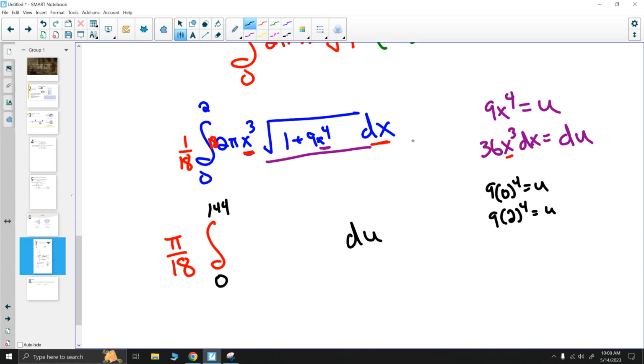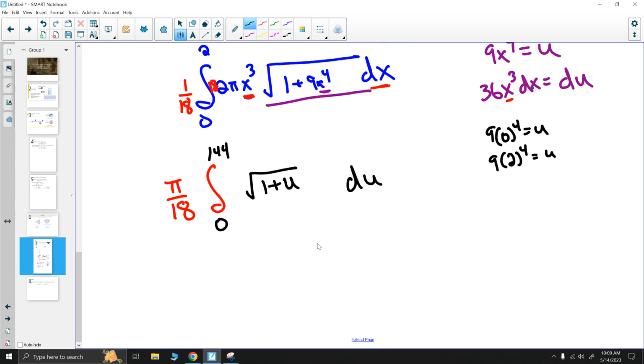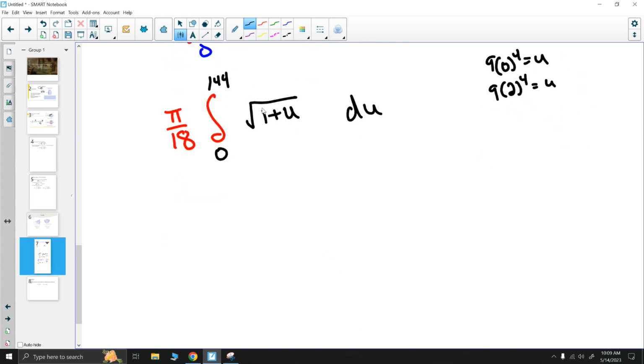So du replaces our dx, our x cubed, and our 36. And so all we have left is the square root of 1 plus u du. Now, if we integrate this thing, we can deal with this because even though this is 1 plus u to the 1/2 power, it's linear inside, so this could be done with another u sub if you need. But we can also see it's just linear, and it's just a 1u anyway, so I don't really need u sub for that. But technically it is done through u sub.